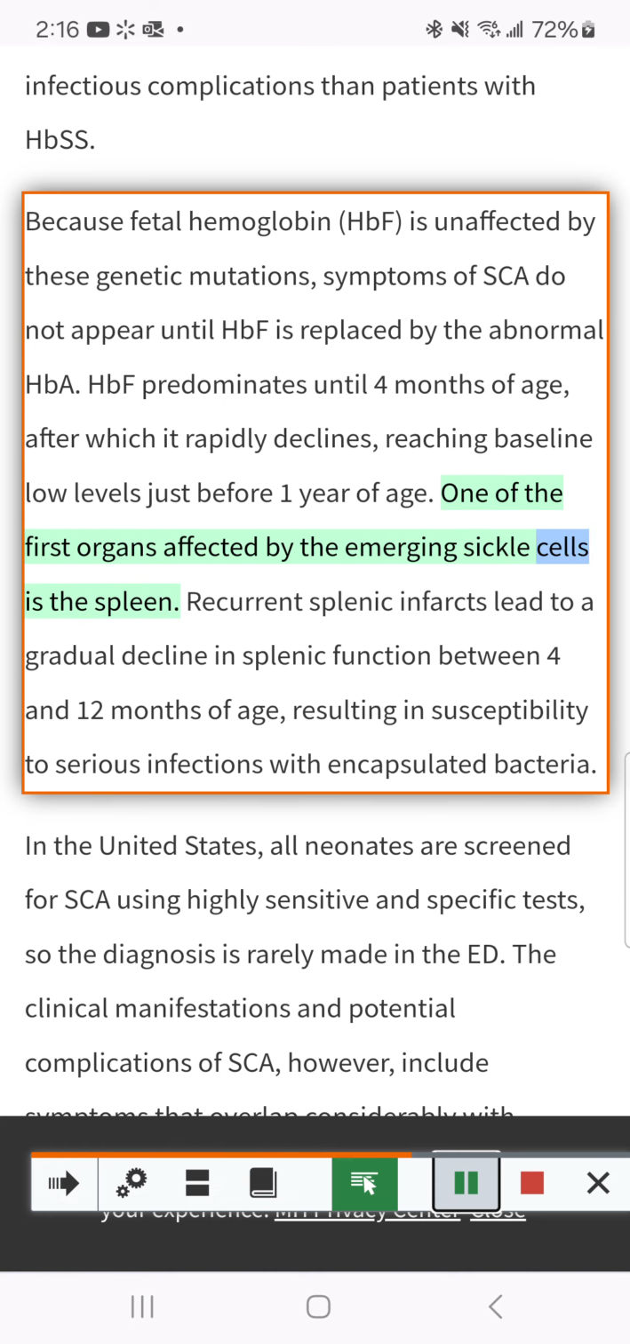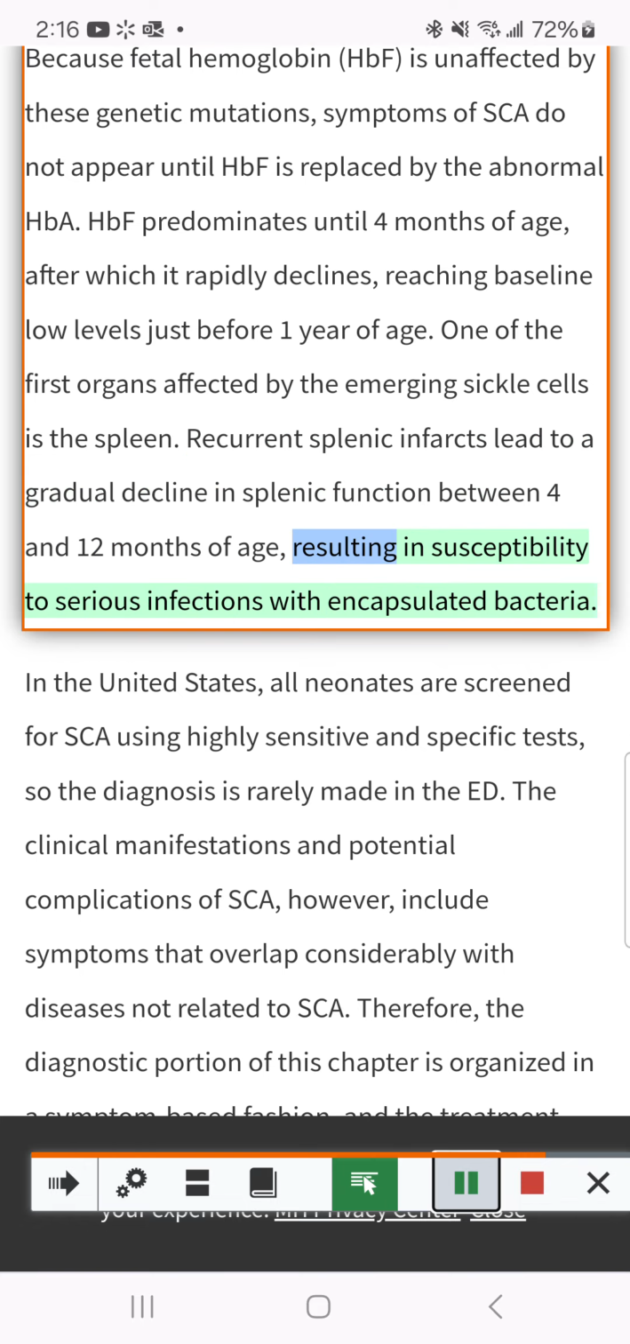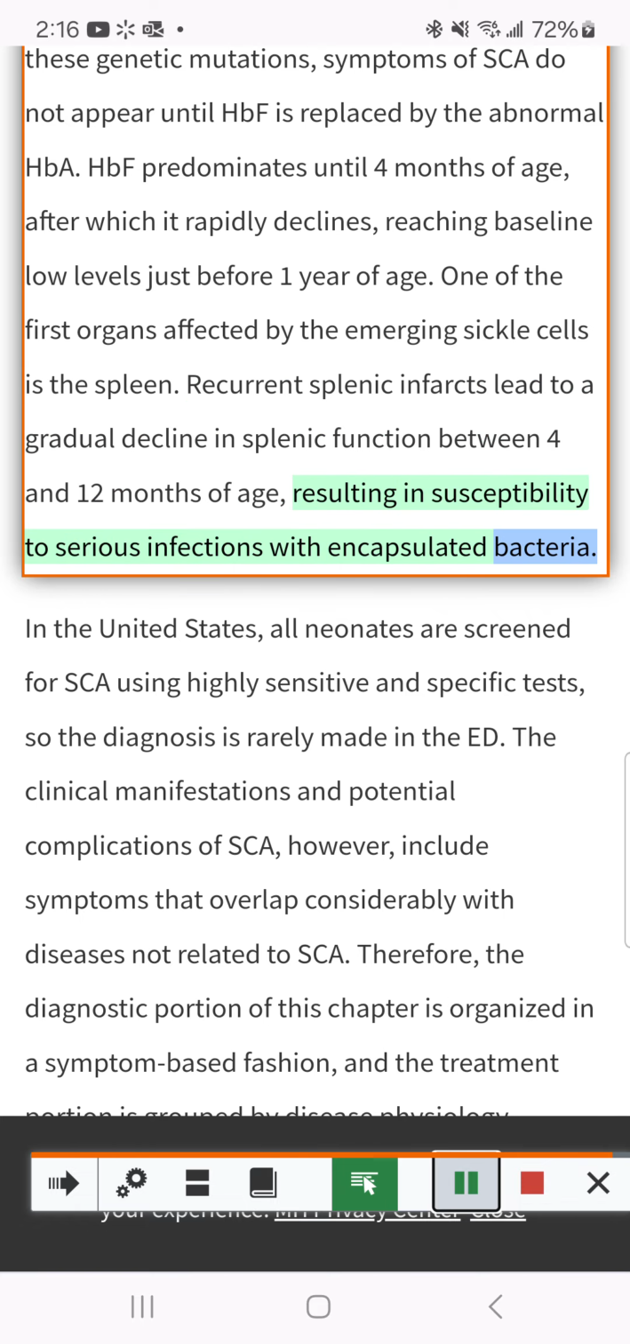One of the first organs affected by the emerging sickle cells is the spleen. Recurrent splenic infarcts lead to a gradual decline in splenic function between 4 and 12 months of age, resulting in susceptibility to serious infections with encapsulated bacteria.